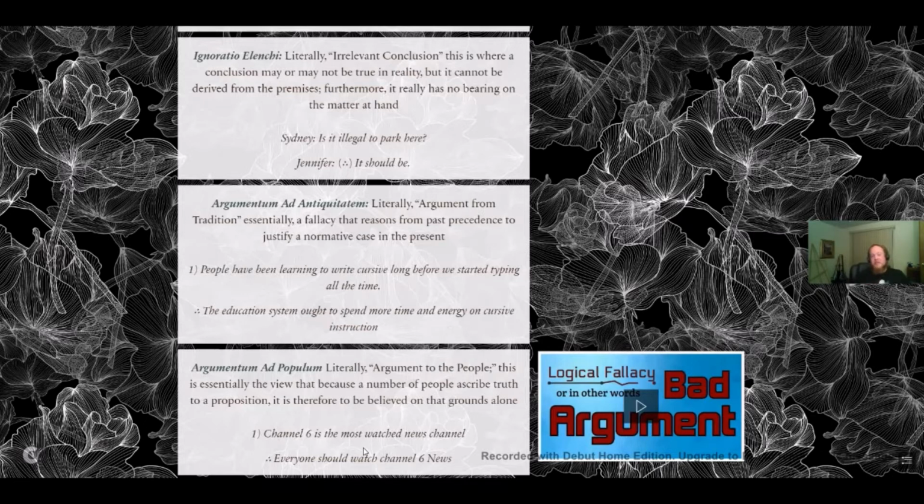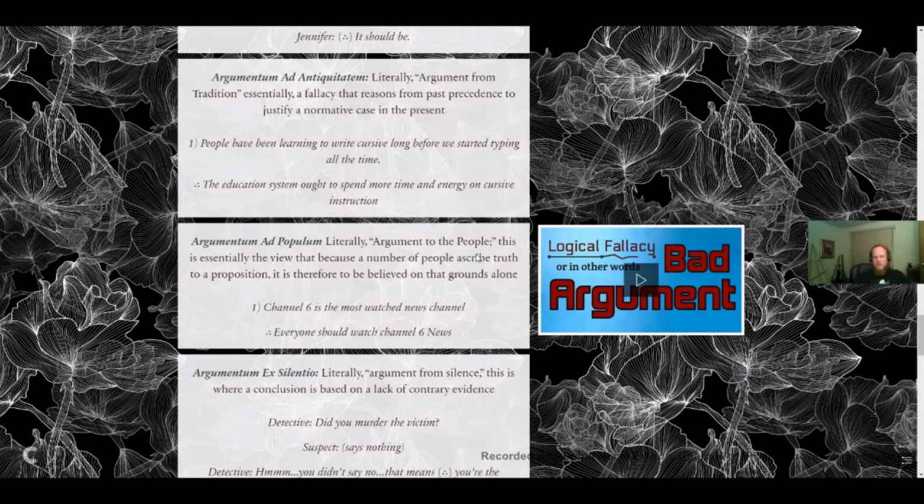Let me also be clear here with the informal fallacies. You don't have to memorize the Latin or the Greek phrases. I just want you to recognize the examples. Next two are similar to each other. Argumentum ad antiquitatem, literally the argument to the old, literally appeal to the antique.